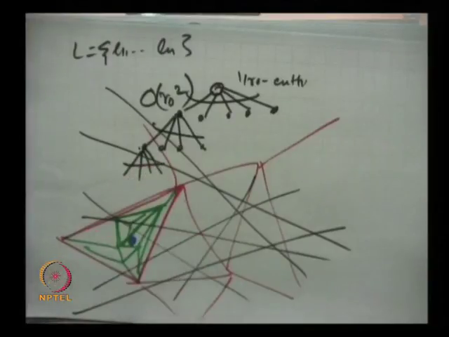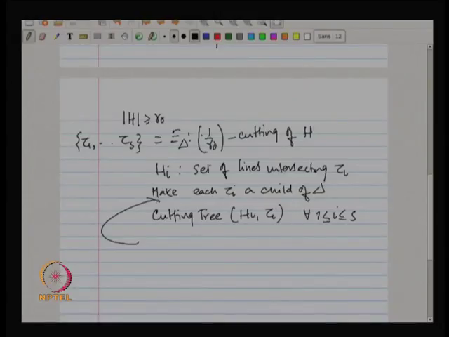Okay. So what you do is you modify this construction. For each triangle, you store the number of lines of H.